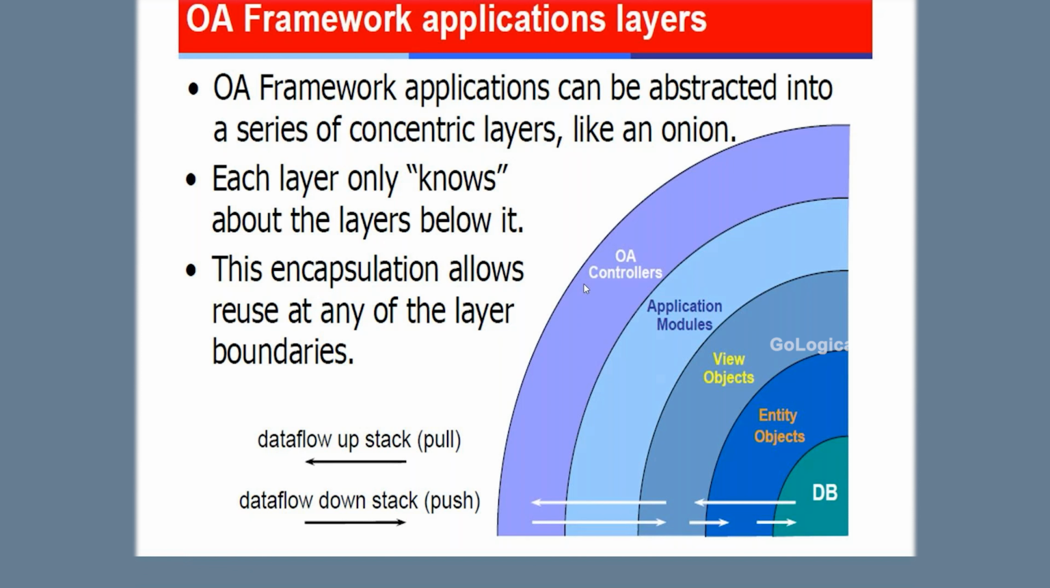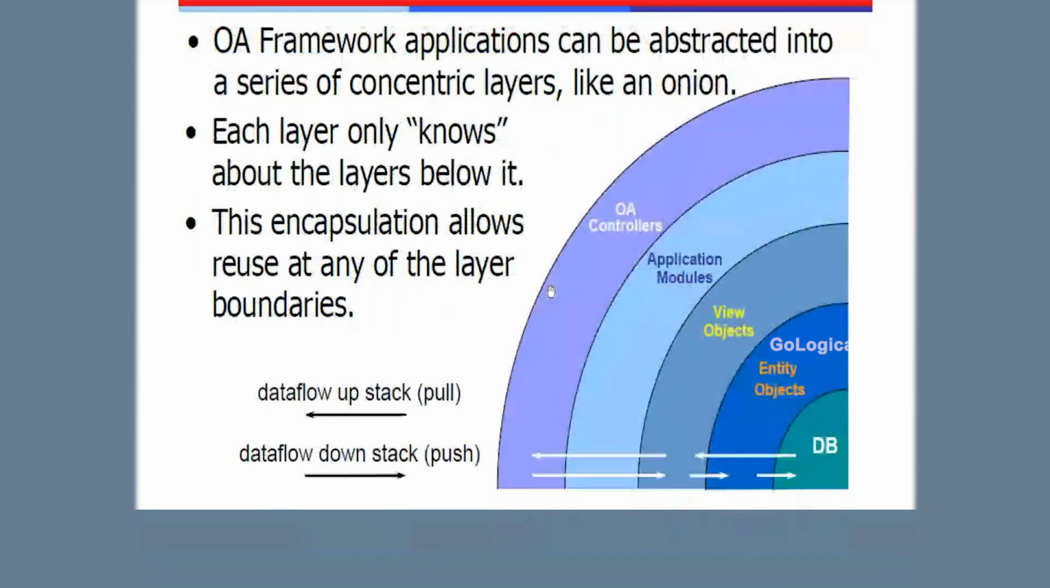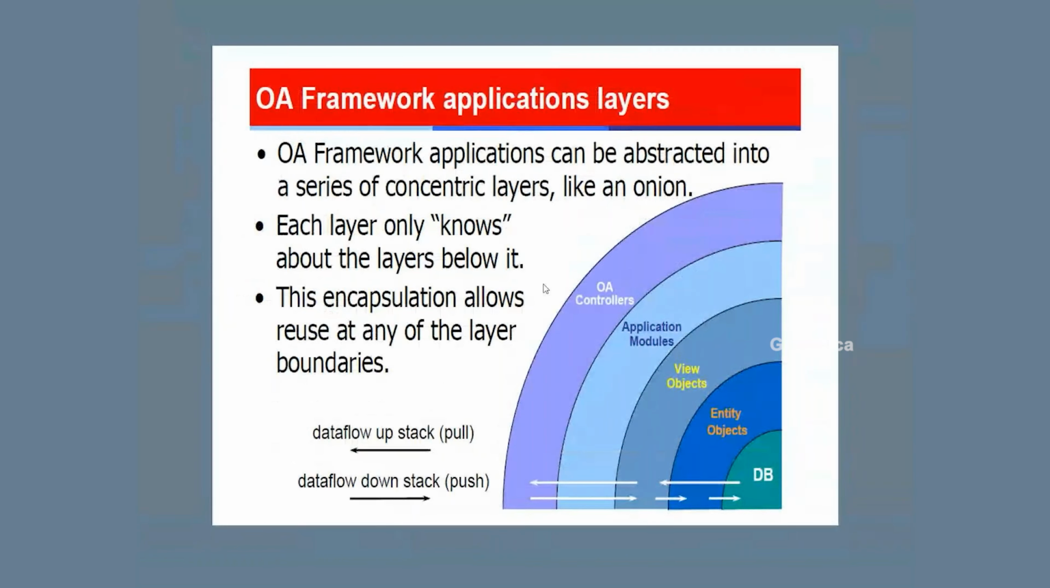In the code we'll see, but this is the hierarchy of layers followed: OA controller, application module, view object, entity object, and database. That's it. So the data flows only in these directions. Each layer only knows about the layers below it.